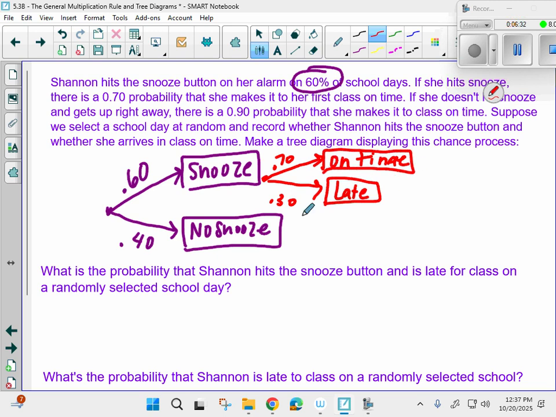All right, and then we got our no snooze, she just gets out of bed. There's a 90% chance she makes it on time. So I've got 90 here, and then I've got on time, which means what percentage she's still late, even if no snooze? 10%.